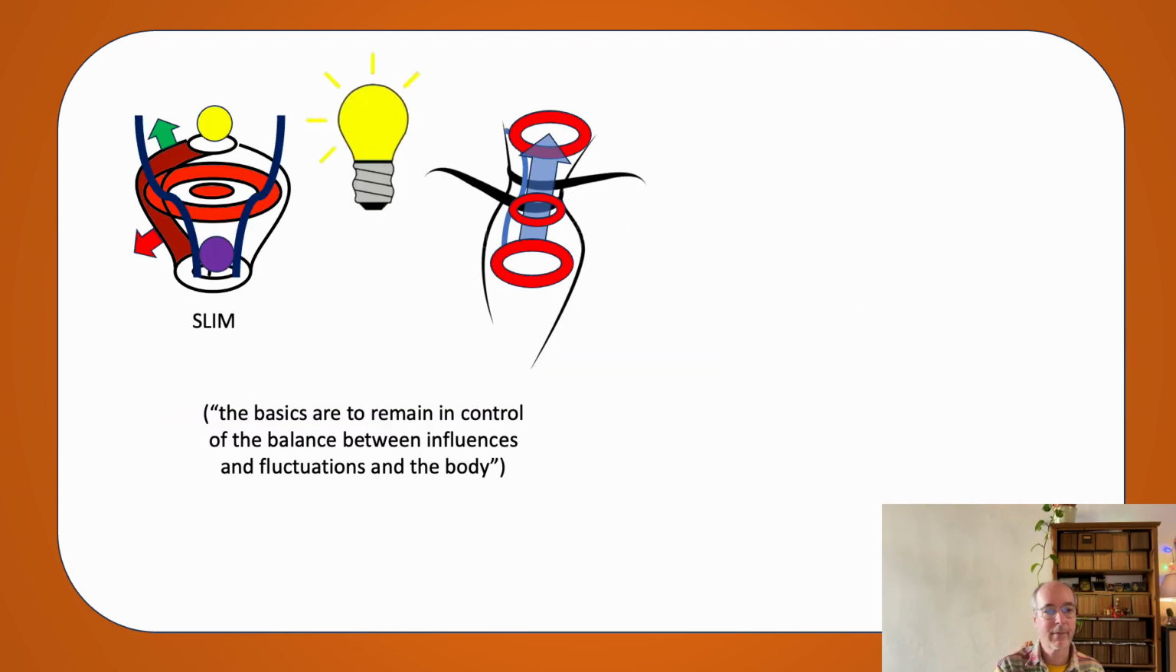So slim, yeah, we know these two balances. So the balance means it is this kind of basic to remain in control of the balance between the influences and fluctuations outside and the body itself, or the strength itself, what can be that kind of thing. This kind of balance is one of the words that was more difficult, but I tried it anyhow.